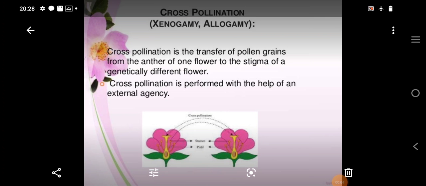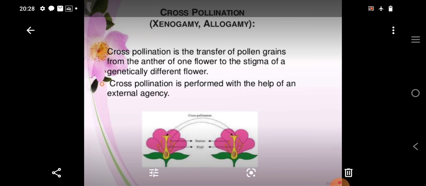Students, as in our previous video, we were discussing pollination. And in my yesterday's video, I discussed the topic self pollination. In the same series, today we are going to discuss cross pollination. Cross pollination is also called either xenogamy or allogamy.